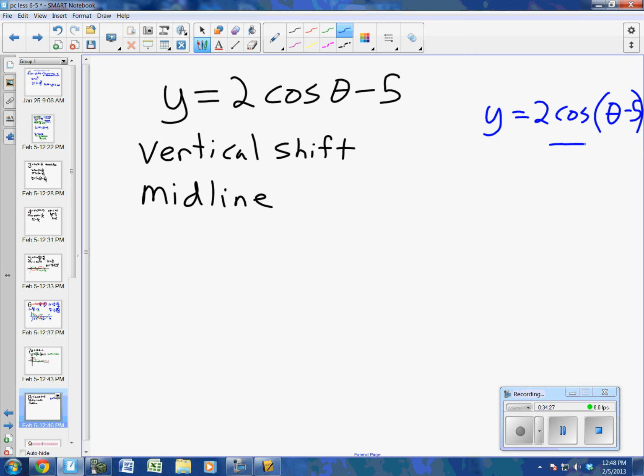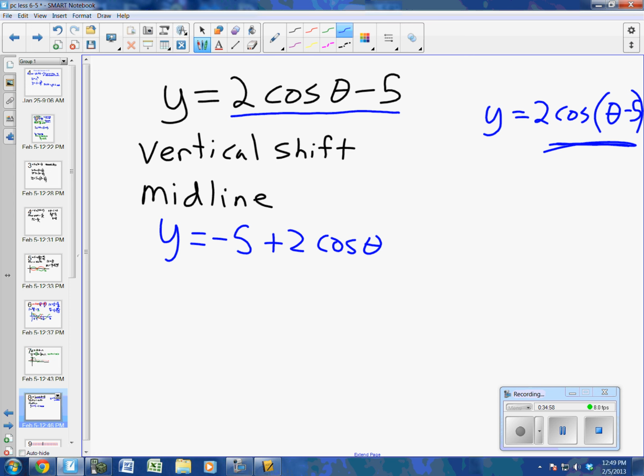The one over here on the right, this blue one, is a horizontal shift. Why? Because it's taking the cosine of theta minus 5, not just theta. This one over here is only taking the cosine of theta, and then the whole function's shifting down 5 units. This minus 5 is outside the cosine. I could have written it like this: y equals -5 plus 2 cosine of theta. That's the same thing. Do you understand it now?